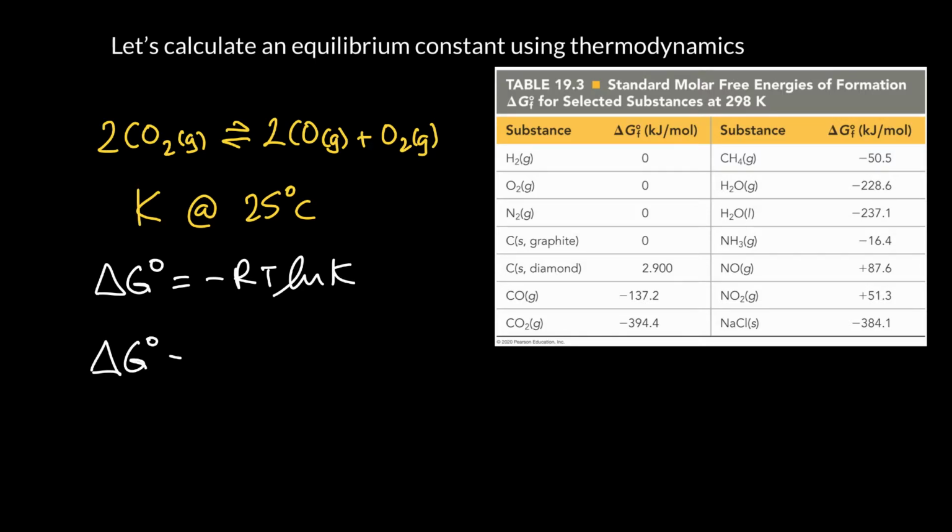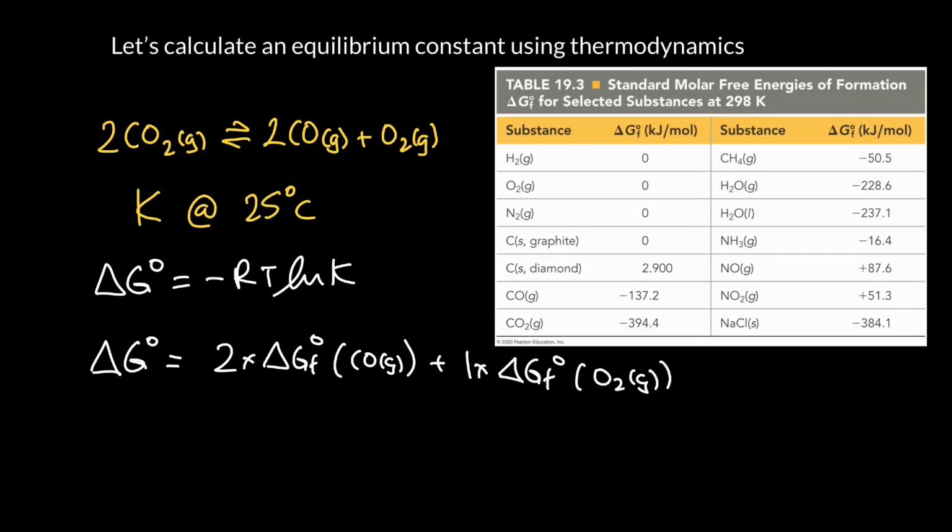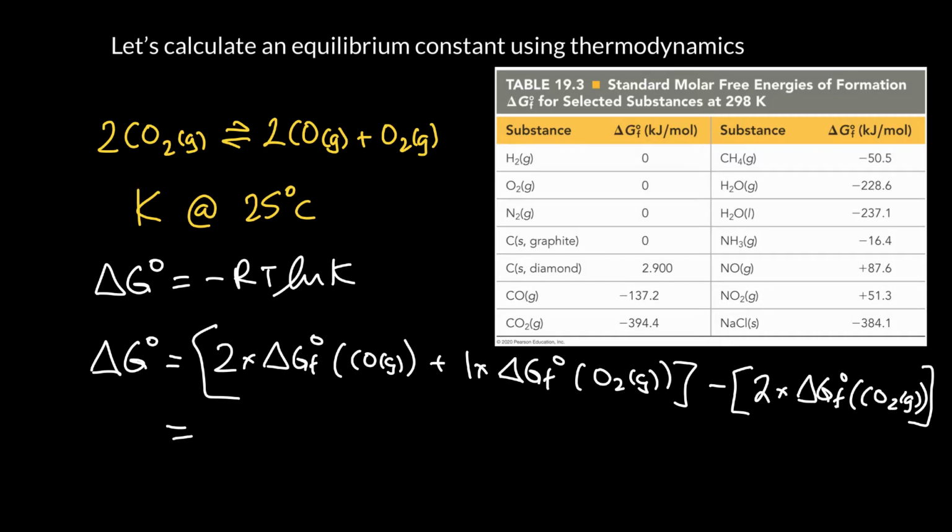We can do that by taking twice the Gibbs energy of formation of the product, carbon monoxide gas, and 1 times the Gibbs energy of formation of my other product, oxygen gas. Because it's an element, it's going to be 0. It doesn't cost any energy or free energy to make an element from itself. We're going to subtract the reactants, so 2 times the Gibbs energy of formation of carbon dioxide. Got to make sure we're looking up the value for a gas. So we can use that to calculate delta G standard.